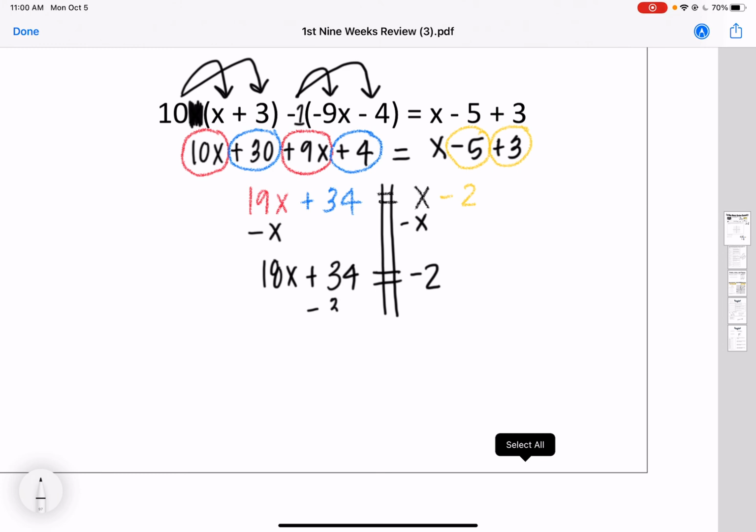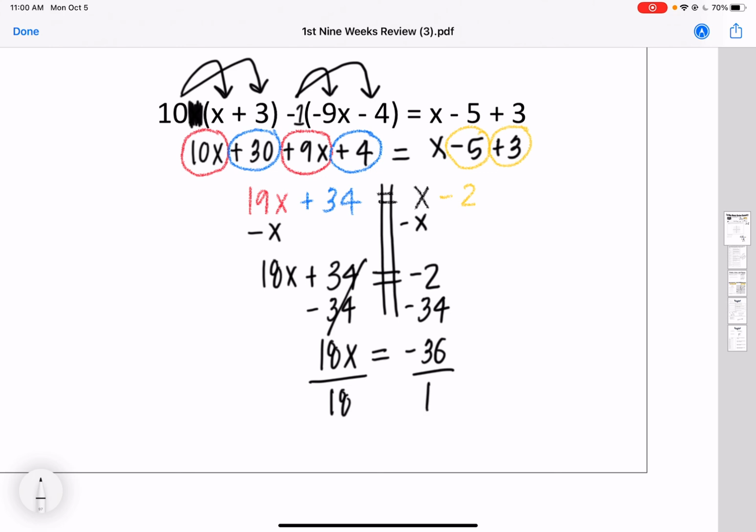Now we're going to subtract 34 because I want to get rid of it. So now I'm left with 18x on this side equals -36. And then last but not least, always, always, always divide by your coefficient. So x should equal -2.